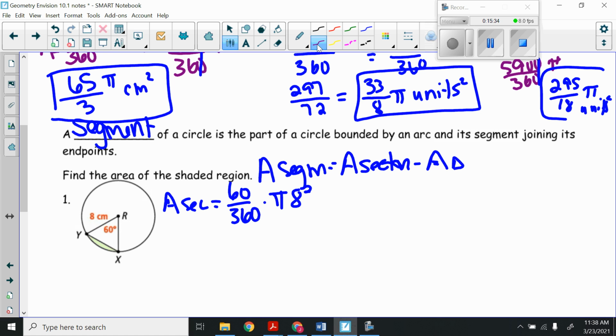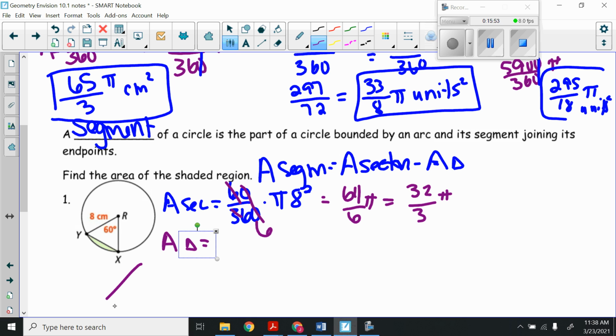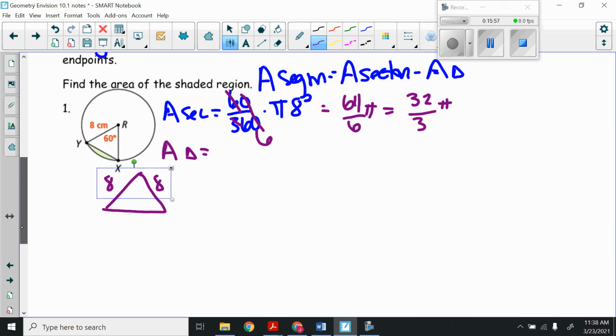So here I see that that's going to cancel. 6 goes in 36 6 times. So I have 64/6 pi, which will reduce to 32/3 pi. And now we're going to find the area of the triangle. I pull this triangle out. This is 8. This is 8 because this is also a radius.